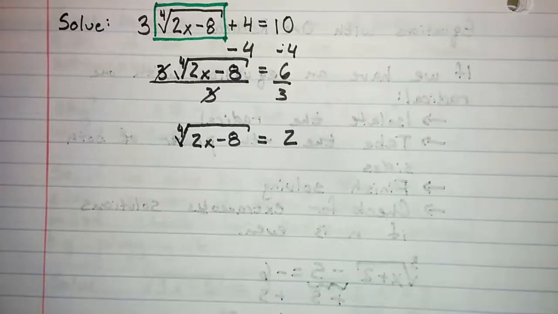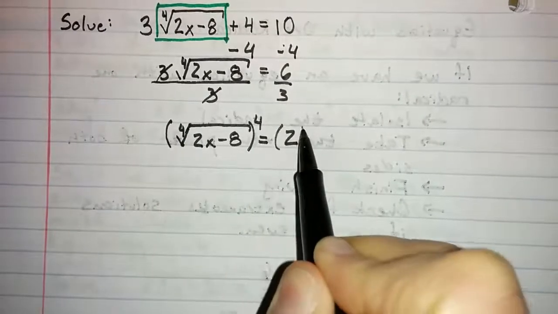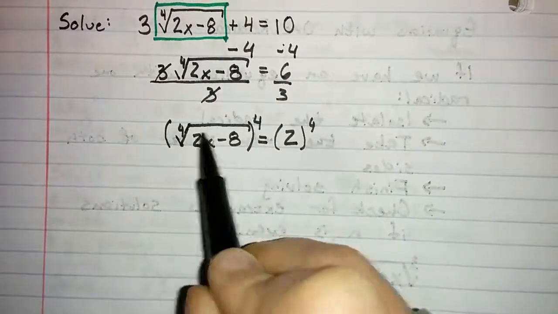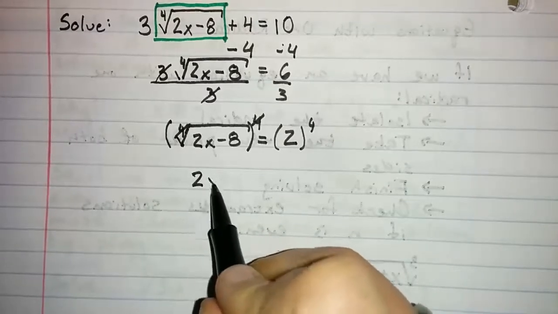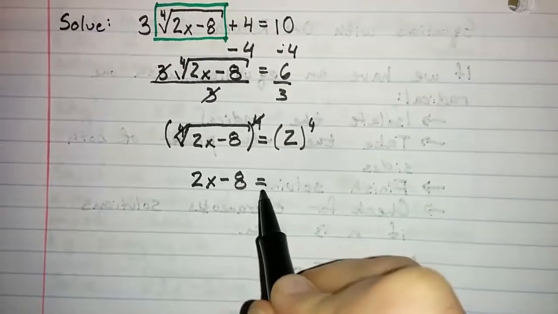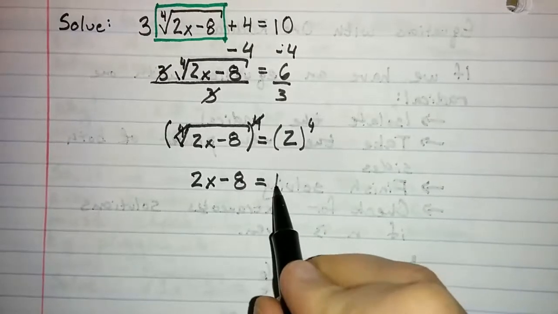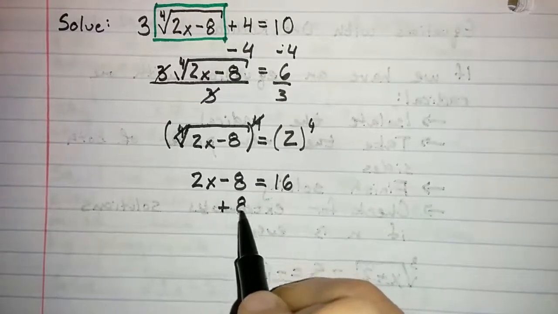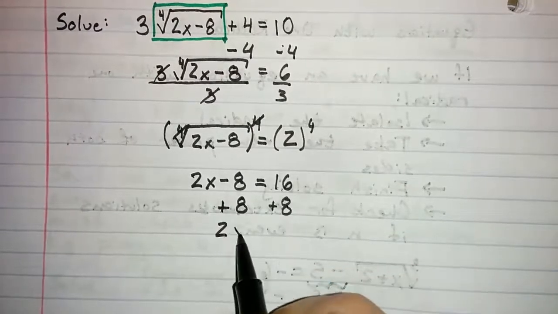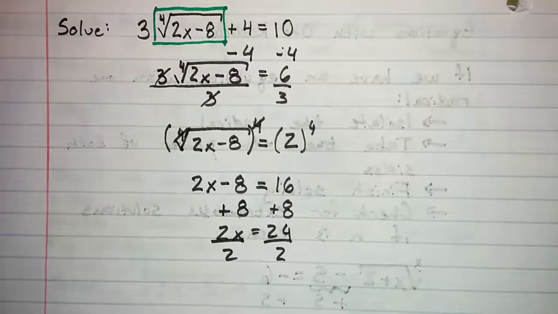Now what should we do? Right, get rid of the radical by taking the fourth power of both sides. We choose the fourth power because we want to cancel a fourth root. We get 2x minus 8 is 2 to the fourth: 2, 4, 8, 16. And now that we're rid of the radical, we continue solving normally. Add 8 to both sides. 2x is 24. Divide both sides by 2.